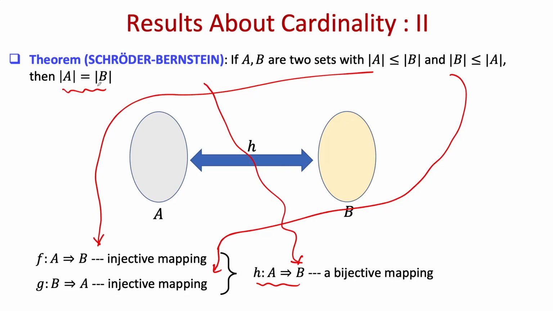The sets A and B might be different, okay, they may have different elements, but cardinality-wise they will be the same.